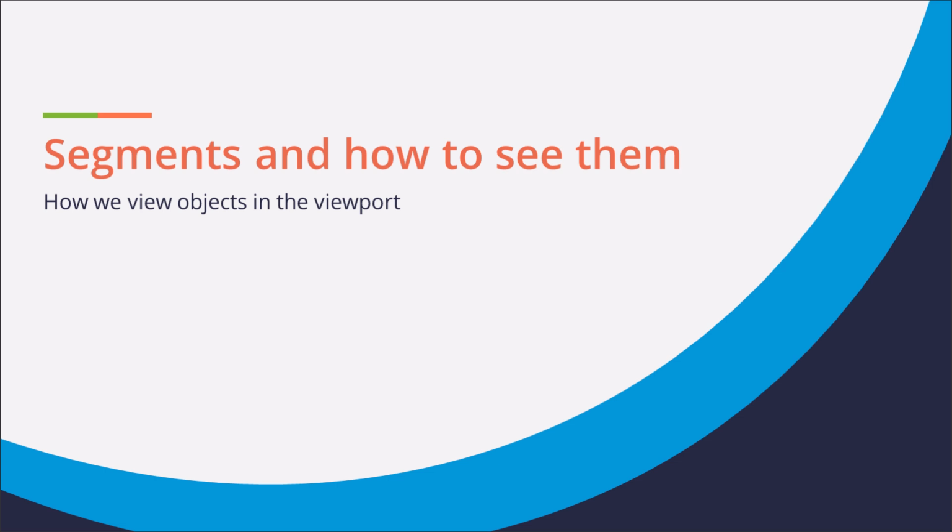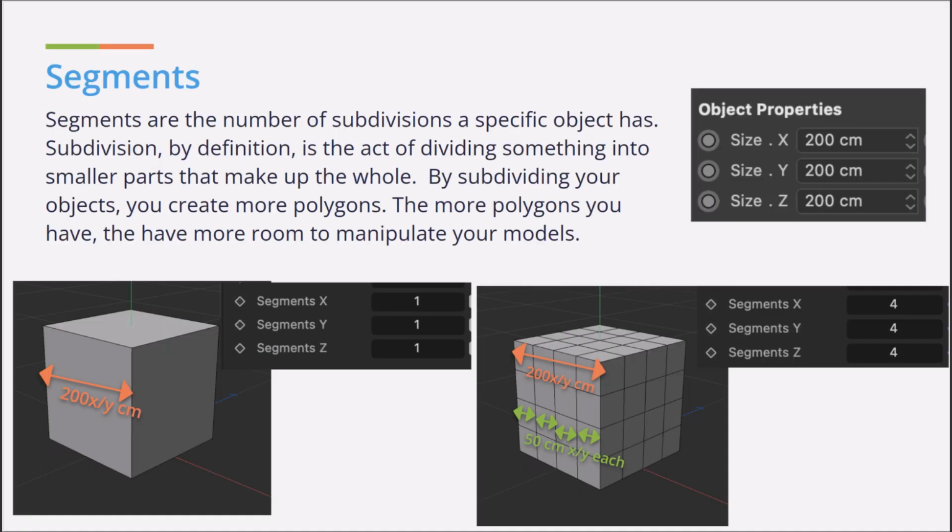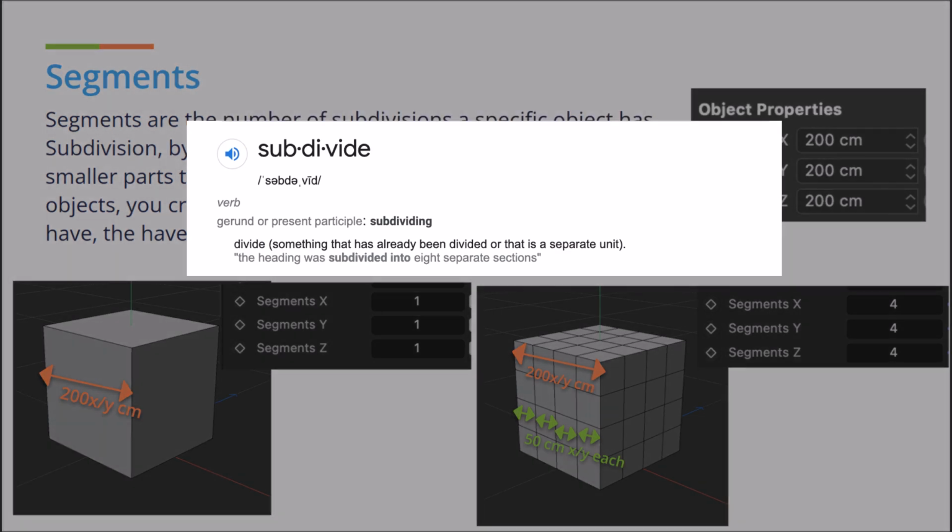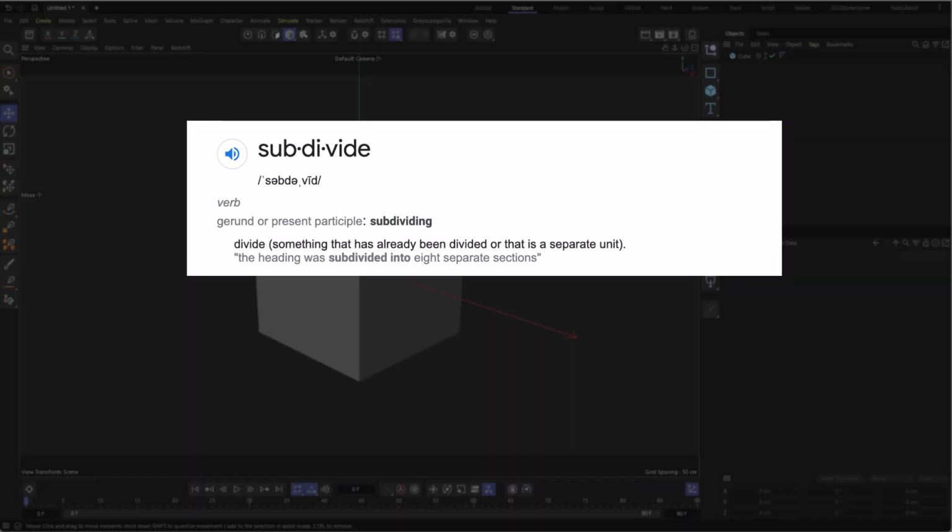Okay, we're almost getting to the Deformers, but first let's discuss what segments are and how to see them. Segments are the number of subdivisions a specific object has. Subdivision, by definition, is the act of dividing something into smaller parts that make up the whole. By subdividing your objects, you have more room to manipulate your models.